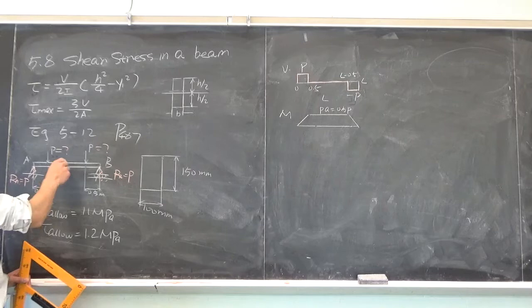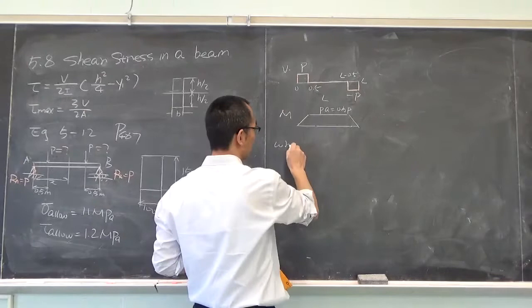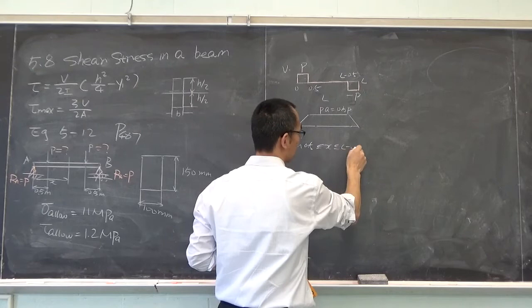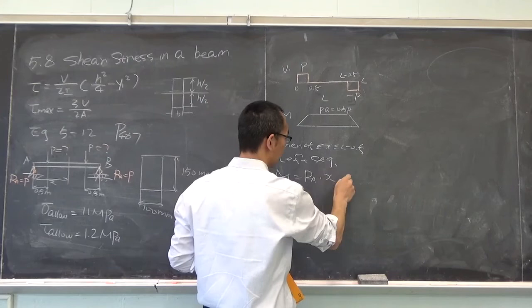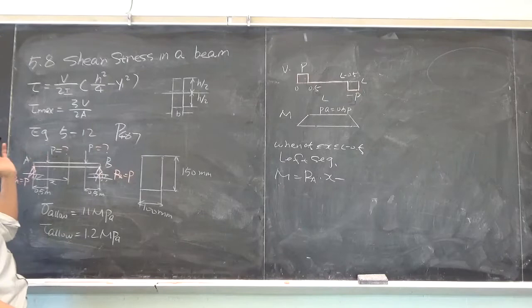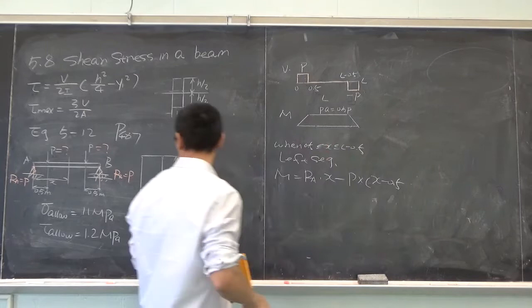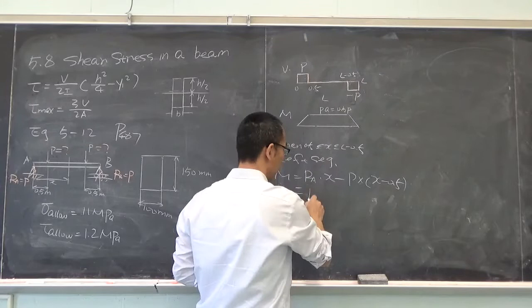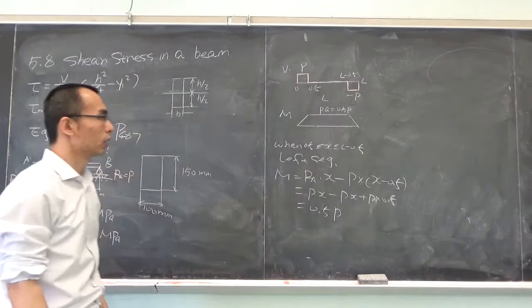If we define this as X, with X larger than 0.5 and less than L minus 0.5, we use the left segment, right? So the moment will be RA multiplied by X, minus P multiplied by X minus 0.5, because the arm is X minus 0.5. So RA, which equals P, gives PX minus PX plus P multiplied by 0.5. So then you have 0.5P, a constant. Okay, for this classical shear force diagram and bending moment diagram, you can try to memorize it.